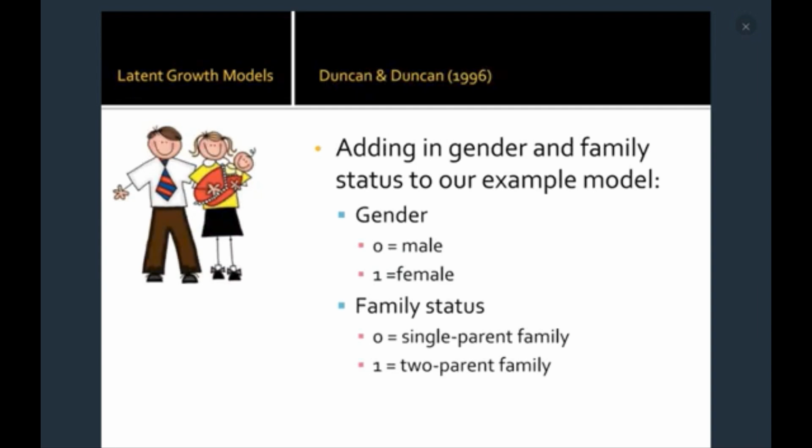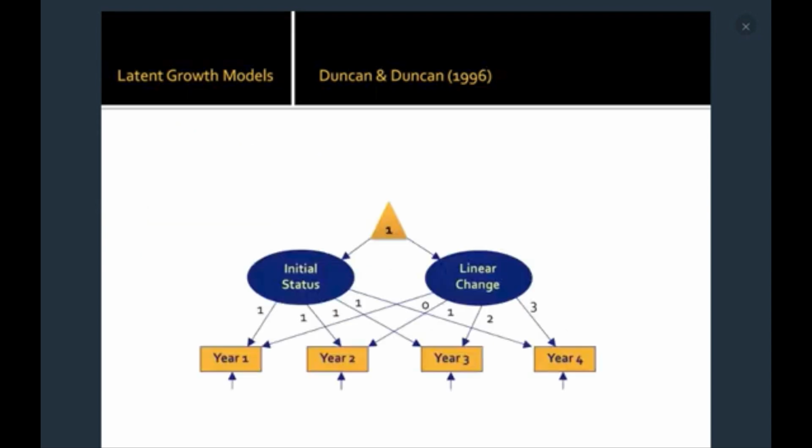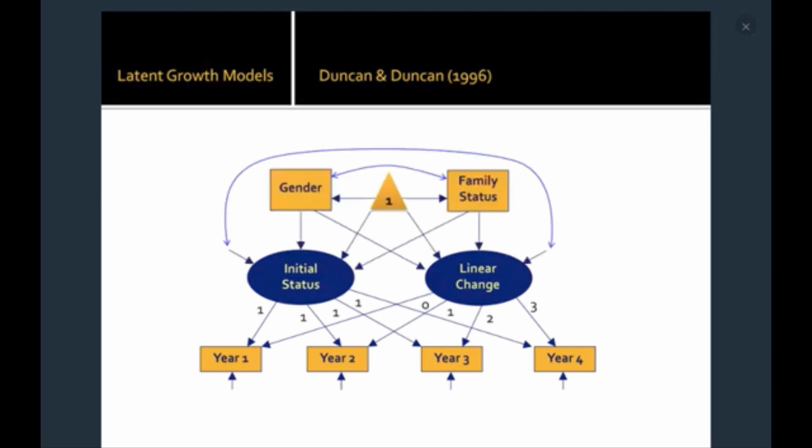We're adding in gender and we're adding in family status. Gender is 0, 1, where female is 1 and male is 0. And then family status is 0 for single parent family and 1 for 2-parent family. So here is our latent growth model without the predictors in there, and then watch what happens when the predictors come in. I tried to be as artistically clean as possible when putting in all those arrows.